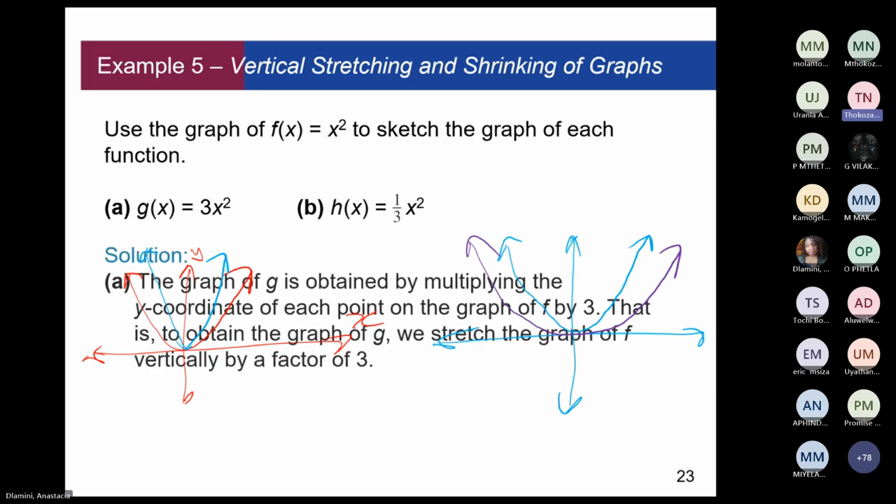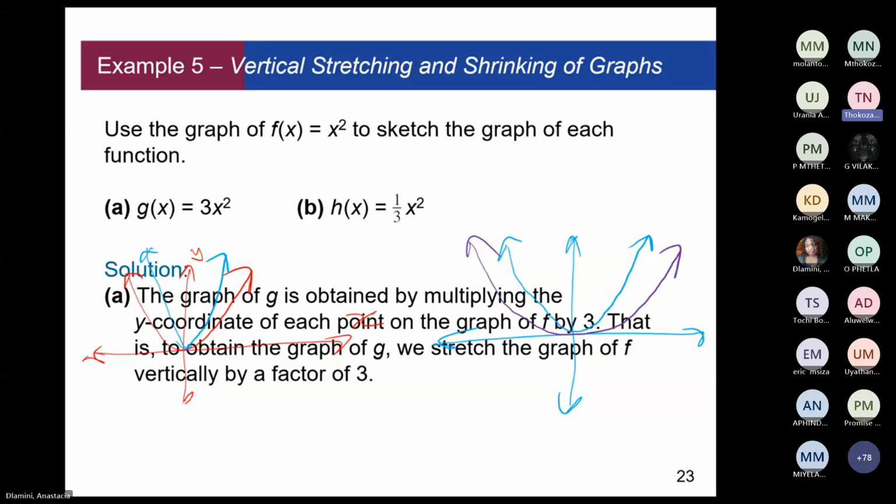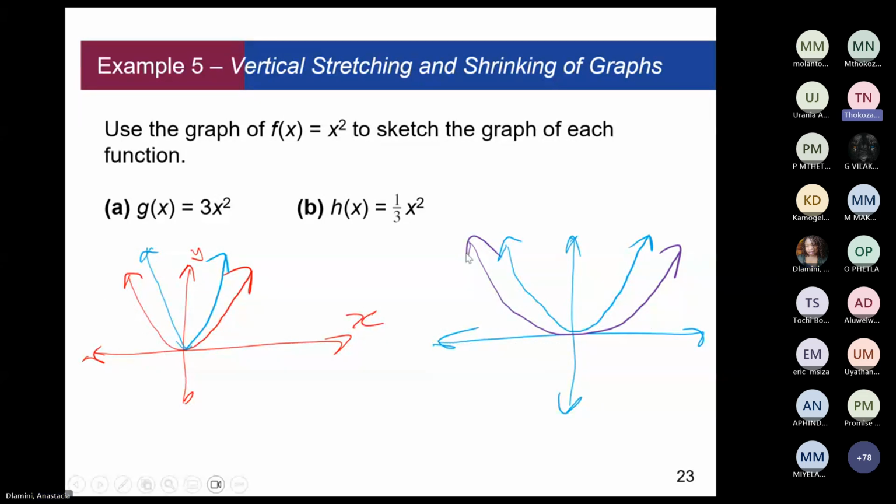Ma'am, I have a question. Do the rules change if the a is negative? If you mean -3, yes. If I put -3, what have I done now? There's another transformation that I did. What did I do? The graph is going to point to the downside. Reflection. Thank you.